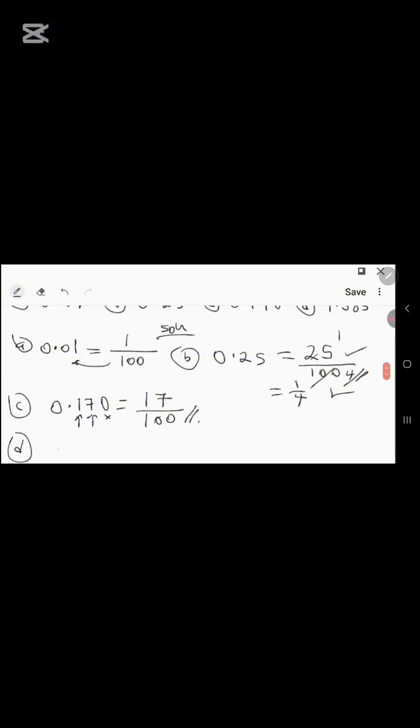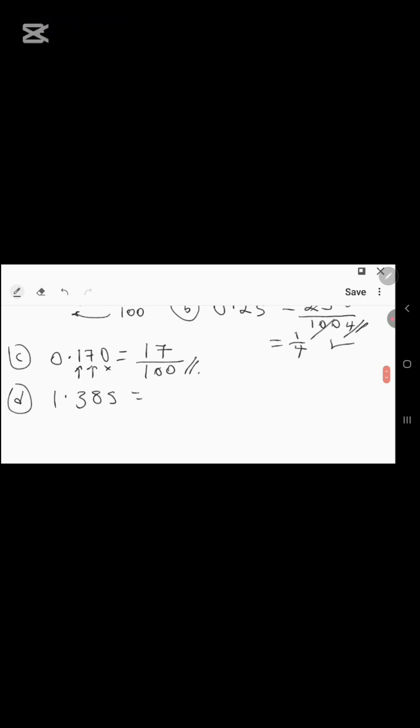So D. In D we have 1.385. 1.385 is equal to, we have no problem with this first one. Our only concern is this part, that is the decimal part, because 1 is already a whole number. So the numbers here are what? We count with 5, 8 and 3, which means we are having 3 numbers, isn't it? But in the case of identifying the number, in that regard we will take the 1.